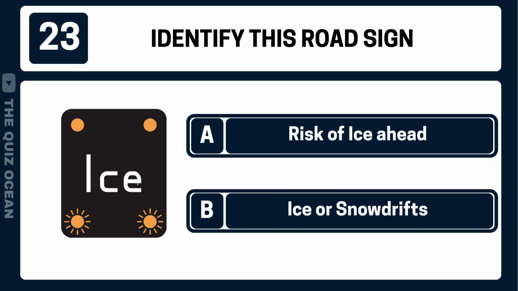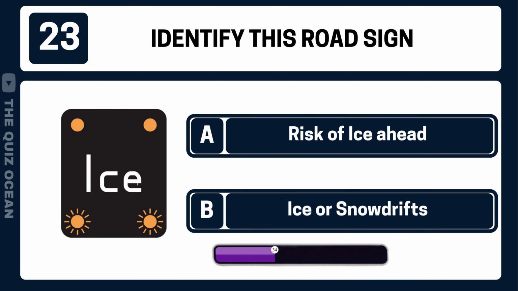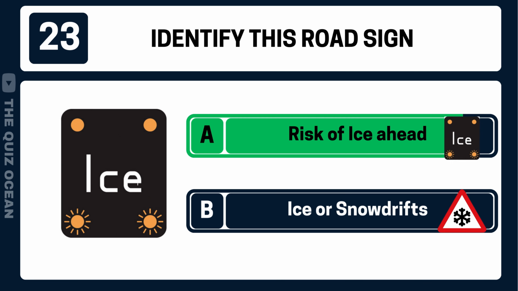Identify this road sign. A. Risk of ice ahead. B. Ice or snow drifts. Well spotted. This sign warns of icy conditions ahead.